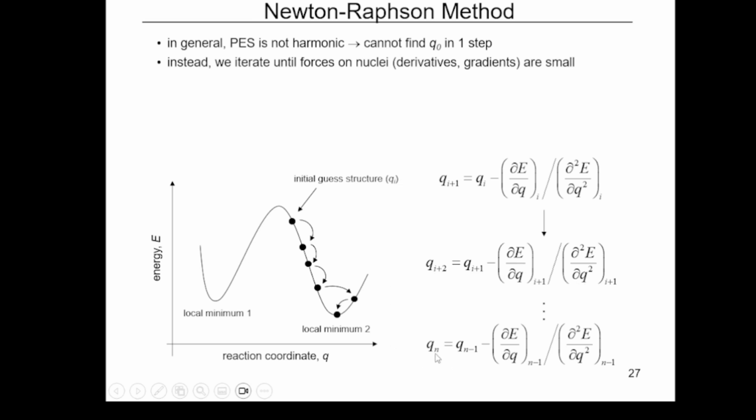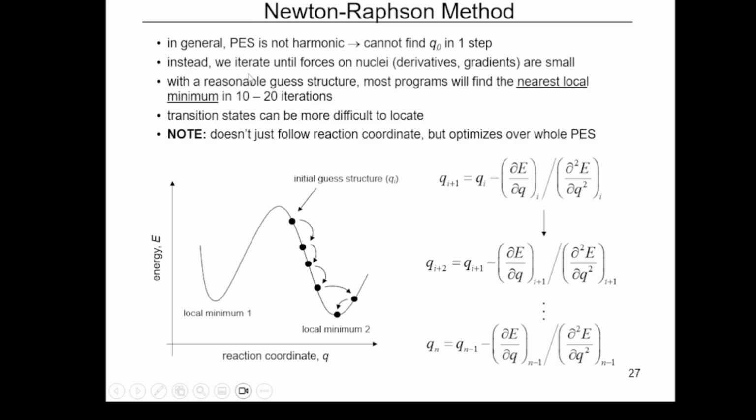So at the end, you can have n number of such calculations, where the nth calculation depends on n minus 1, minus first derivative divided by second derivative. So now we iterate until the forces on the nuclei are small. These forces, this first derivative, is force and the second derivative is force constant. So the first derivative should get small enough that it is approaching zero. Once it is approaching zero, we can assume that the structure is optimized.